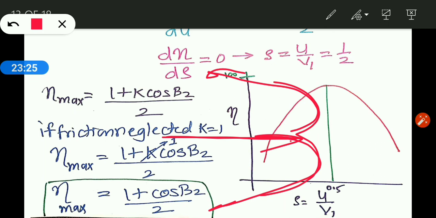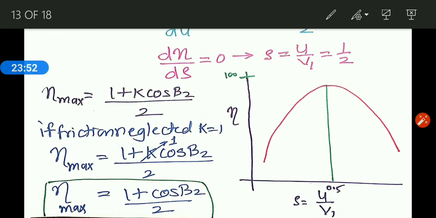Ideally it would be 0.5. So at that particular ratio of blade velocity to absolute velocity, the entrance is smooth, the gliding is smooth, and the exit is also smooth. A shockless entry and shockless exit. That happens only at one combination of blade velocity and absolute velocity. That's why we are getting maximum efficiency only at one point.